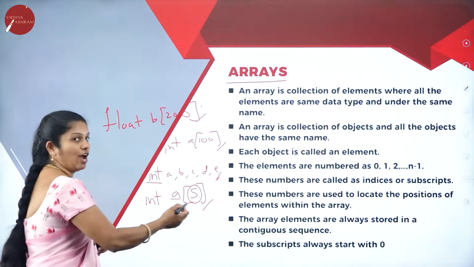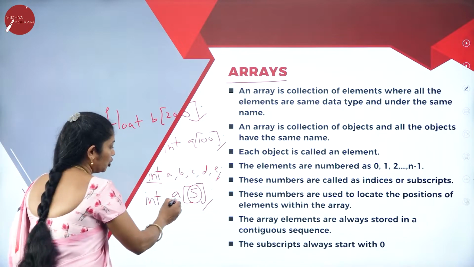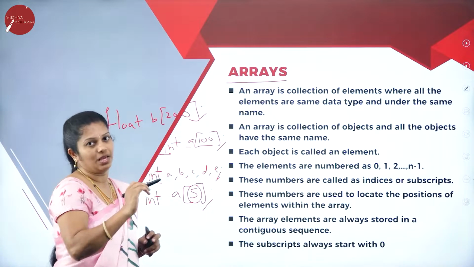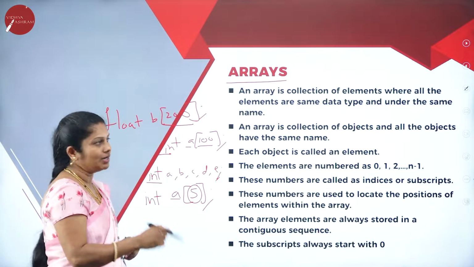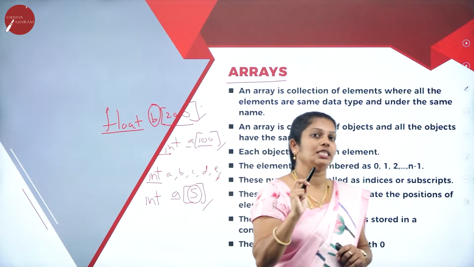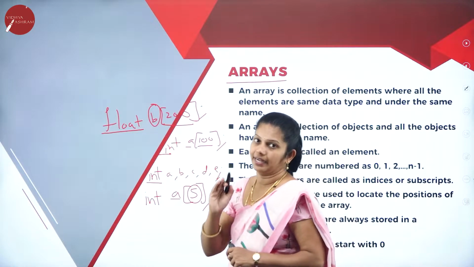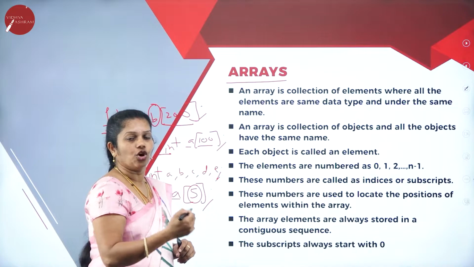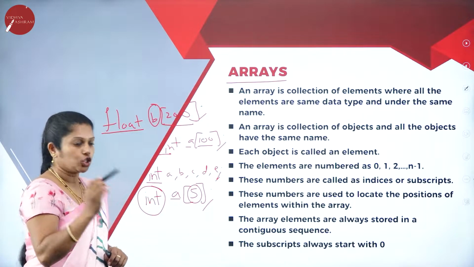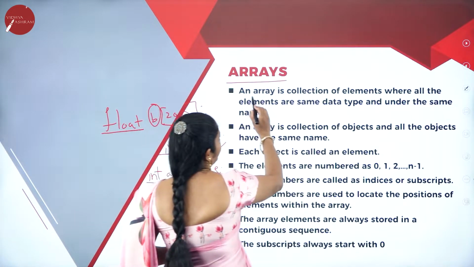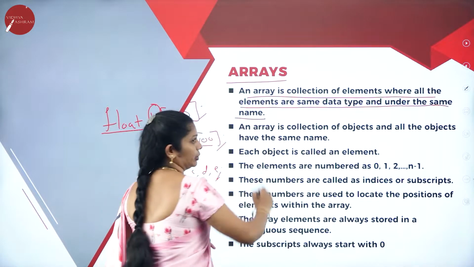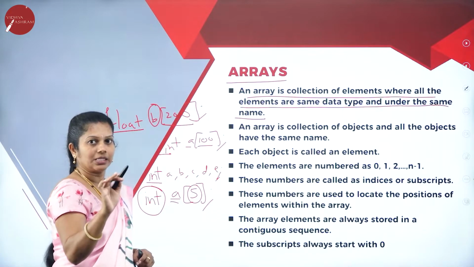It means that in this case we have 5 elements, all of type integer, stored under the same name A. Here we have 100 elements, all of type integer, stored under the same name A. And in this case, we have 200 elements, all of type float, stored under the same name B. It means that an array is a collection of homogeneous elements. Homogeneous is nothing but the same data type. The same thing: an array is a collection of elements where all the elements are of the same data type and under the same name. In the case of A[5], we have 5 elements.